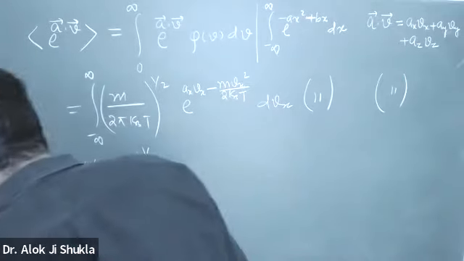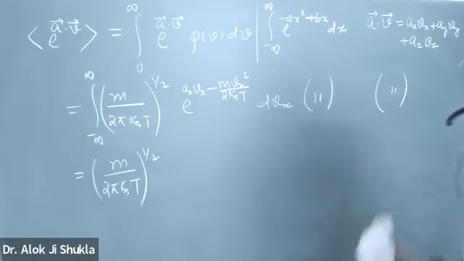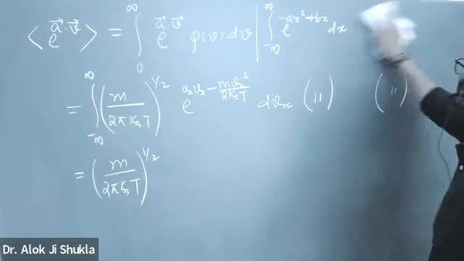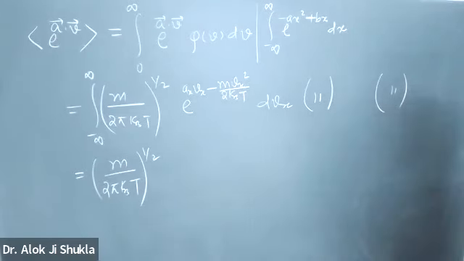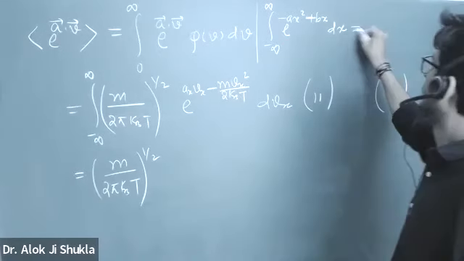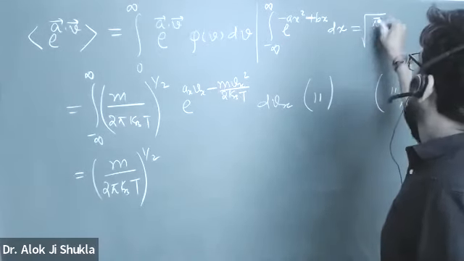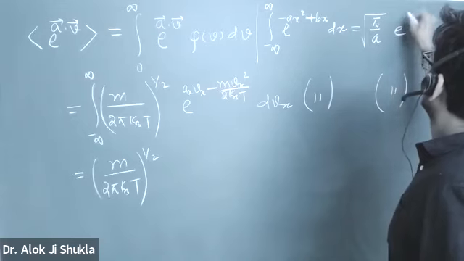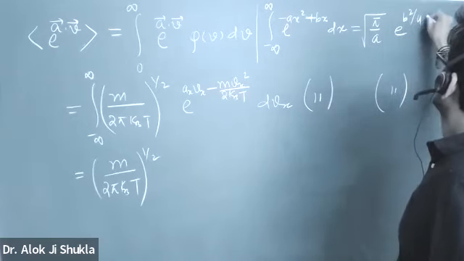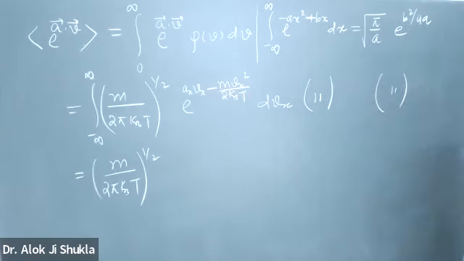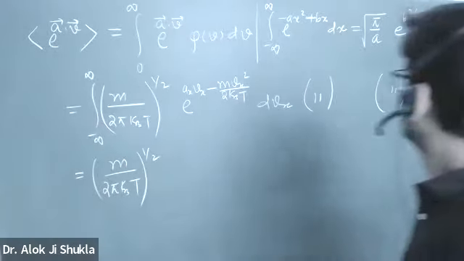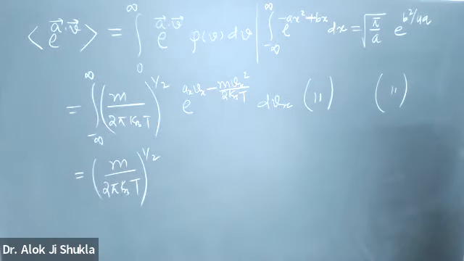Okay. So this is equal to under root pi by a, e to the power b square by 4a. Yes. So apply this.